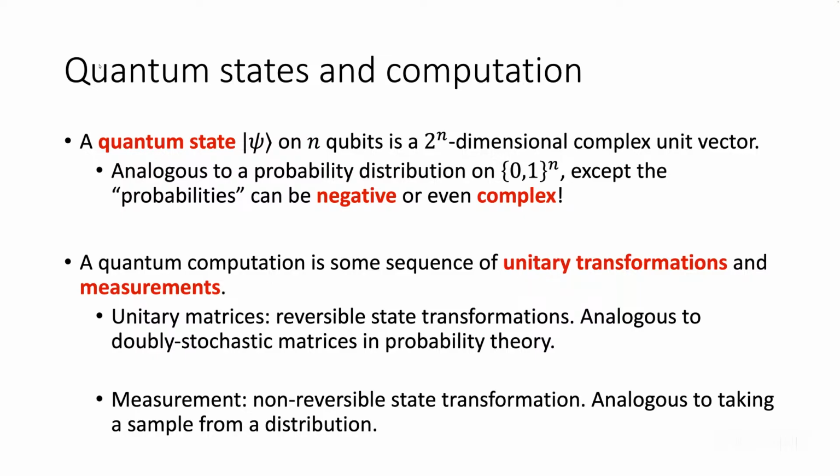The other type of transformation that can happen to a quantum state is measurement. This is a non-reversible state transformation. When you take a measurement of a quantum state, you actually get a classical probability distribution. It's non-reversible because you convert a quantum state to a classical probability distribution. So that's the setup of quantum information.